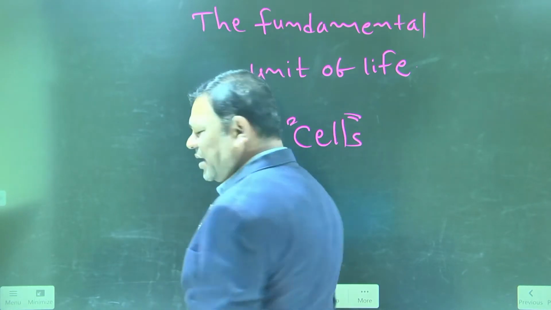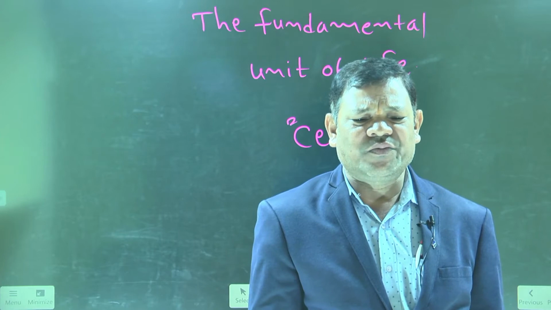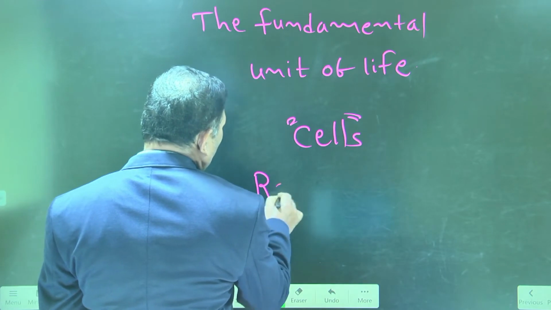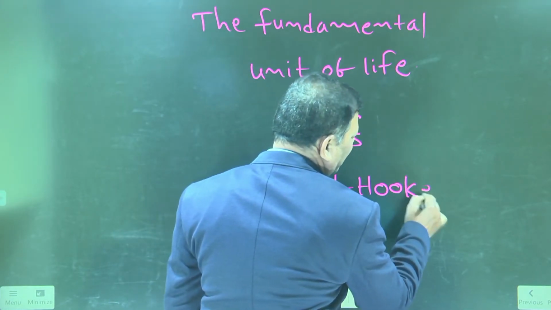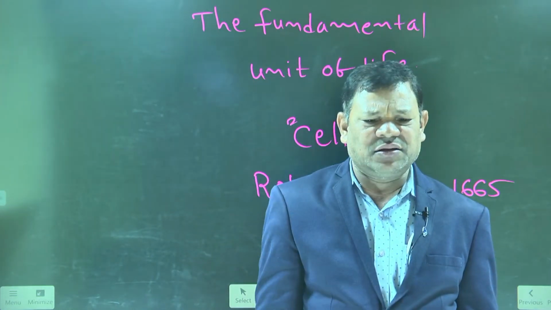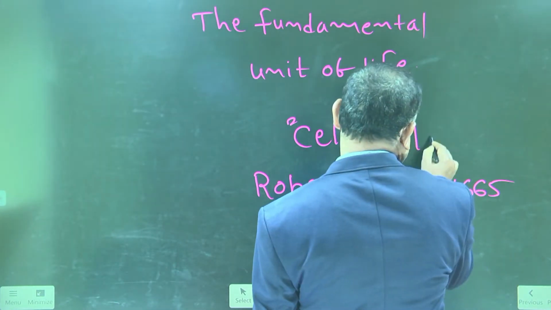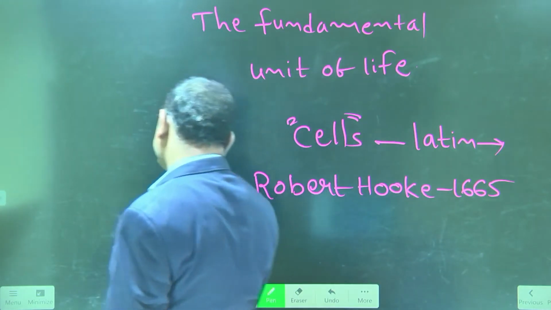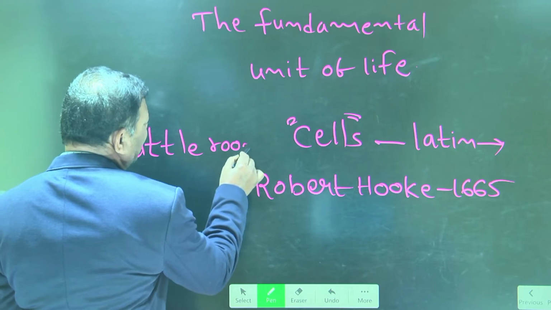Okay. Next my question. Cell was discovered by whom? Robert Hooke. Which year? 1665. Very good. So next question. Cell is derived from which language? Latin. In Latin, cell means what? Little room, or cavity, or the little room.